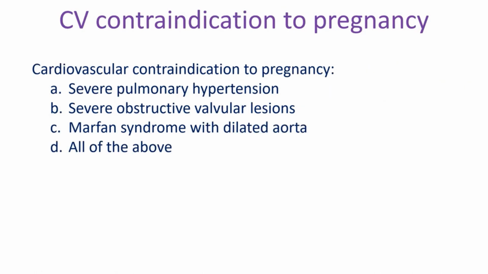Cardiovascular contraindication to pregnancy: A. Severe pulmonary hypertension. B. Severe obstructive valvular lesions. C. Marfan syndrome with dilated aorta. D. All of the above.